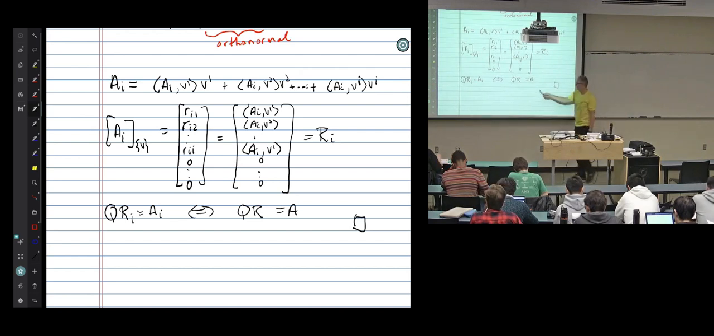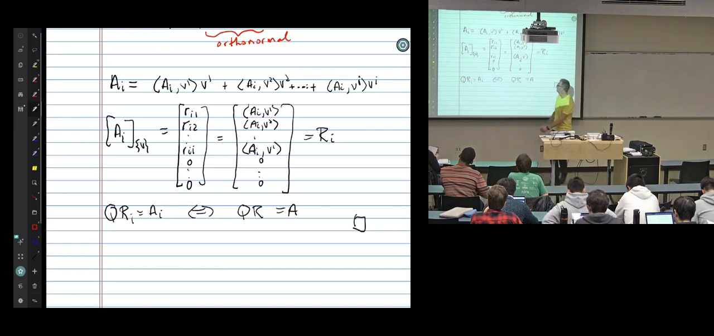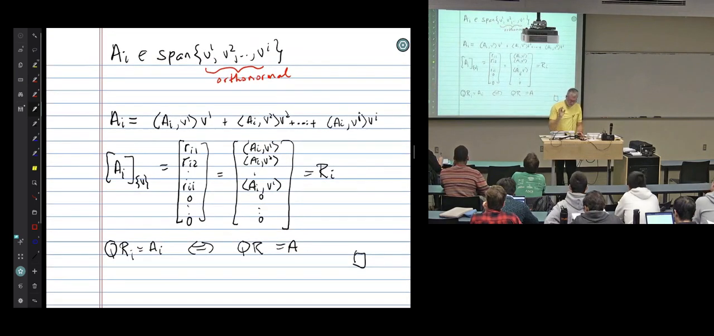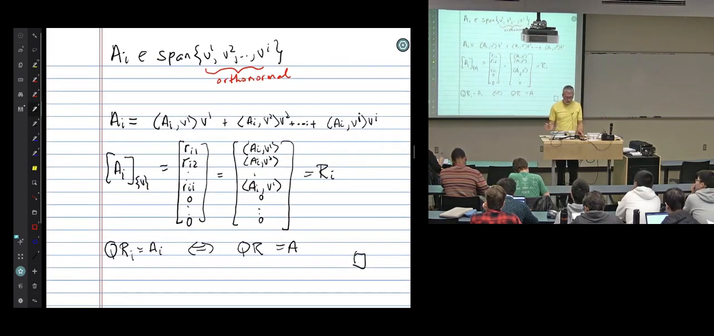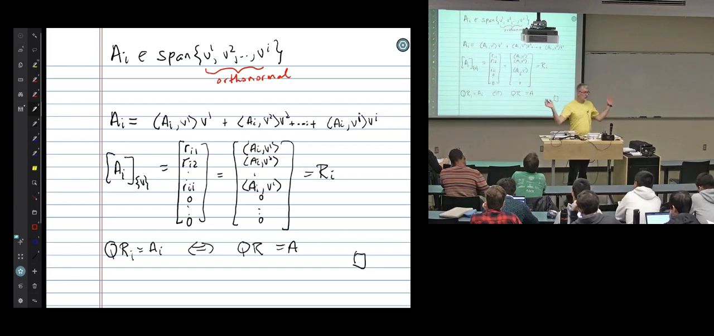So this is just multiplying matrices times partitioned matrices. So I partition A, I partition R into its columns. So this is the representation of the columns of A in the basis from choosing an orthonormal basis for the columns of A via Gram-Schmidt. And that's it, that's QR.